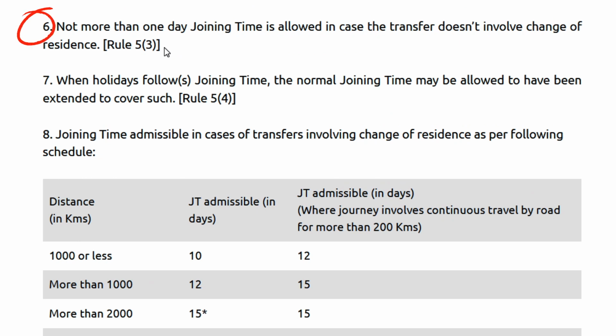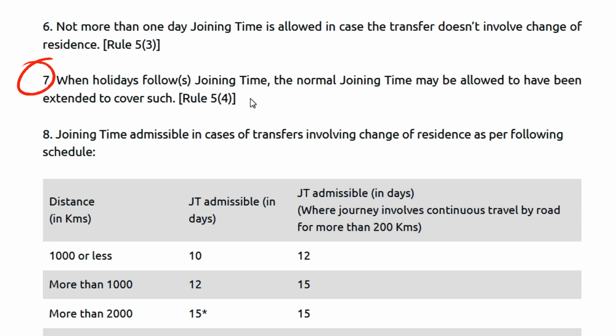Next, serial number 6. Not more than 1 day joining time is allowed in case the transfer does not involve change of residence. Rule 5.3. When holidays follow joining time, the normal joining time may be allowed to be extended to cover such holidays.